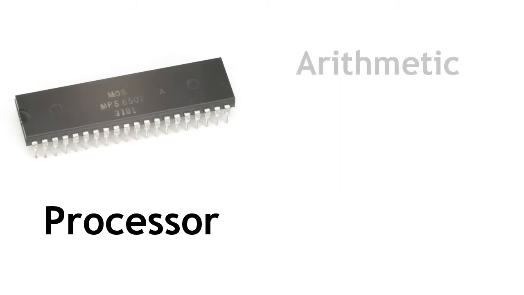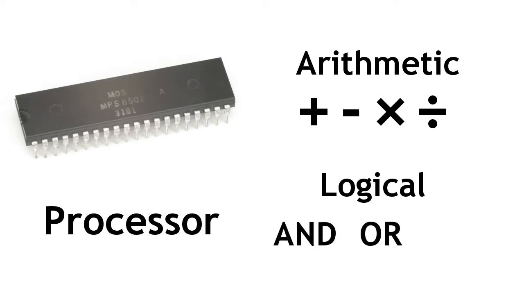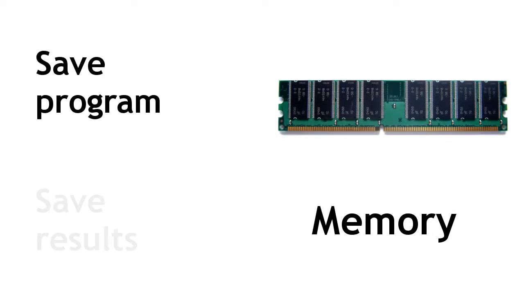The processor carries out arithmetic operations, that is, addition, subtraction, multiplication and division, and logical operations, that is, comparisons between two values to produce a new value, the most typical being AND, OR, and exclusive OR. The memory is used to save both the program and the results. Computers vary in complexity, but all have these two fundamental elements.